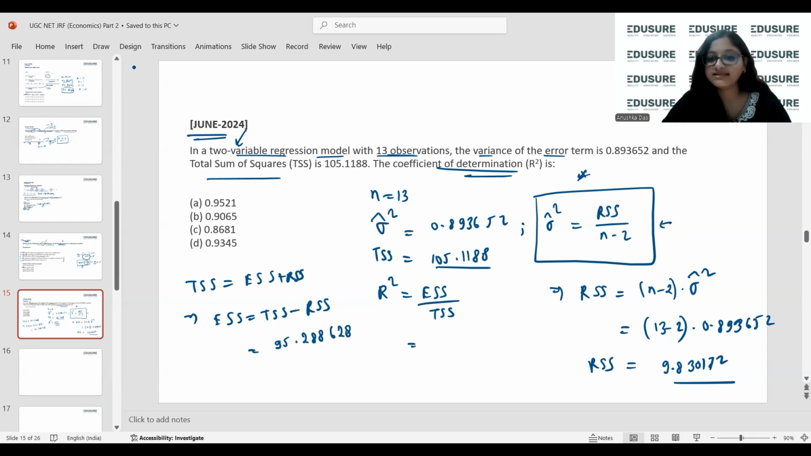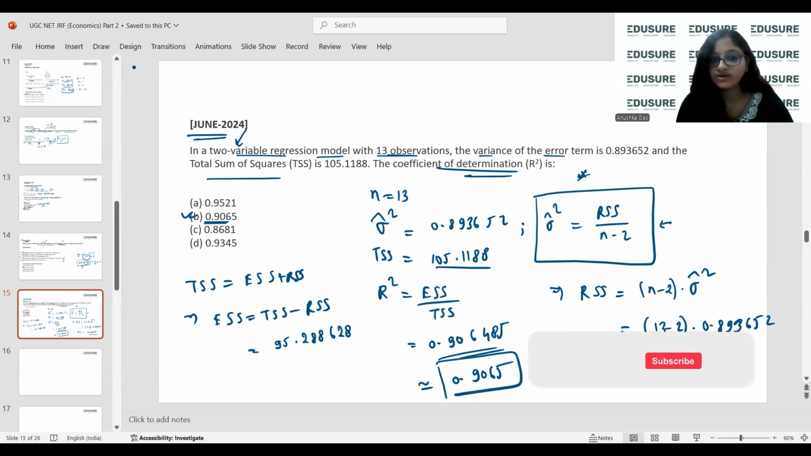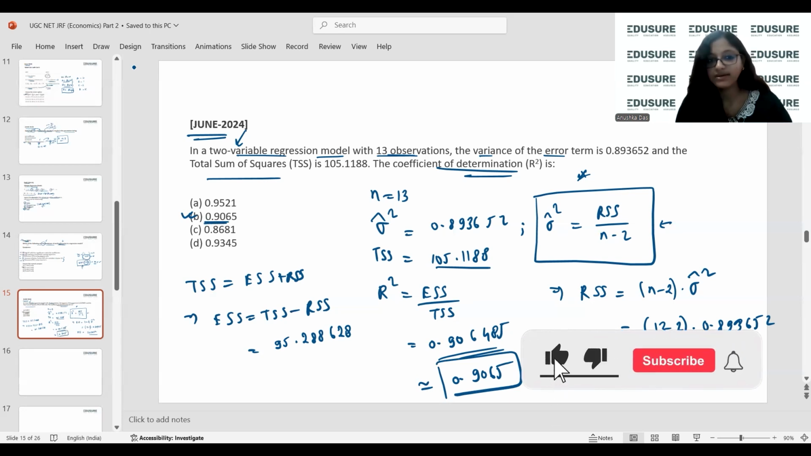So you have the value of ESS, you have the value of TSS, take the ratio, this upon TSS, 105.1188. If you do that, this will come out to be 0.906485, something. So approximately 0.9065. And this will be option number B. See, this is the closest, 0.9065. This will be the answer, right?